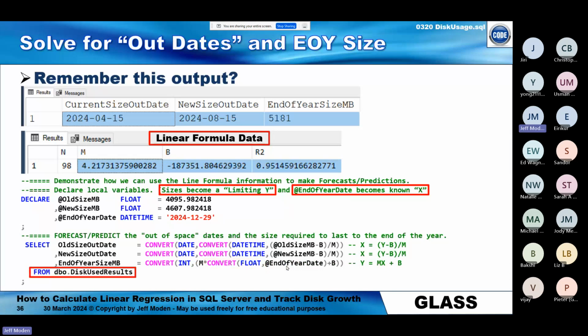All right, and again, we're selecting from the table that contains this M, B, and R squared data. We didn't use R squared, but it's very high. It's 0.95, so we're doing pretty good here. So very, very easy. Again, Y minus B divided by M, and that allows us to calculate the dates. The date times have to be handled using float to do the calculations, and then very easily we can convert them back to dates and times.